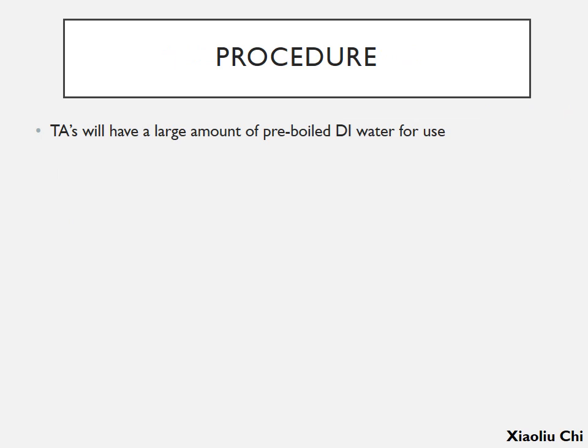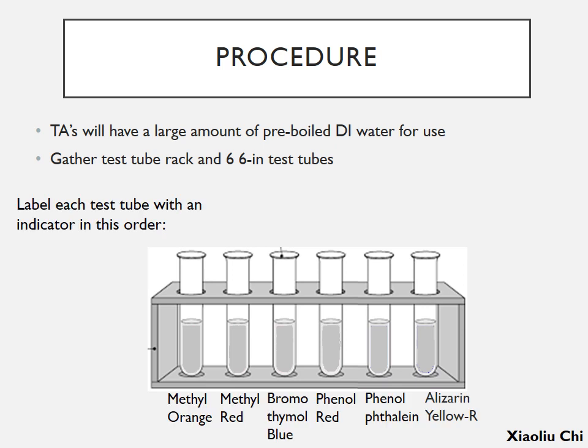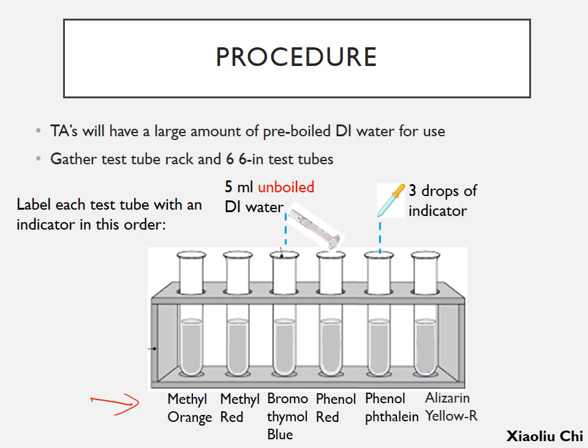In this lab, the TA will prepare a large amount of pre-boiled DI water for use. First, you need to gather a test tube rack with six 6-inch test tubes. You need to label each test tube with an indicator shown below. Then you add unboiled DI water into each of these test tubes, 5 milliliters, and after that you add 3 drops of indicator.